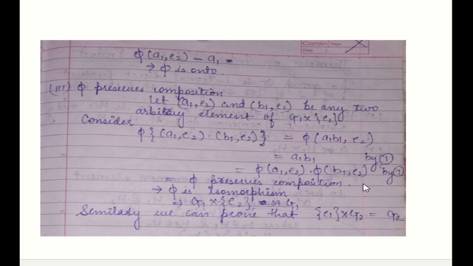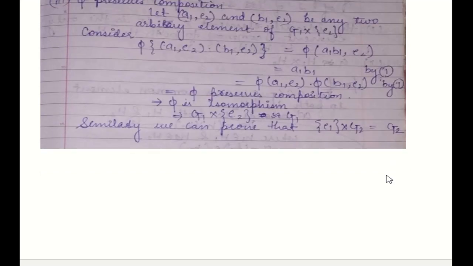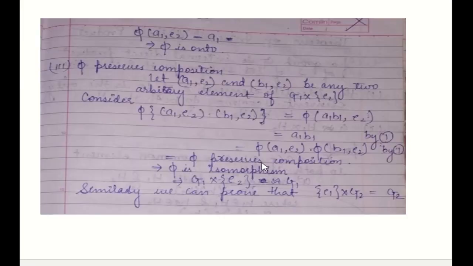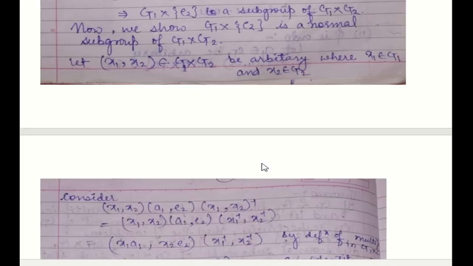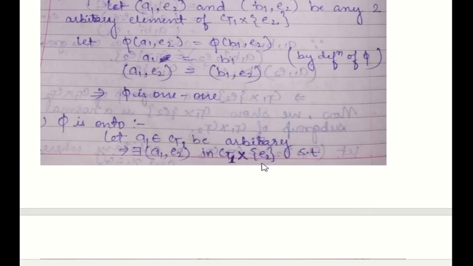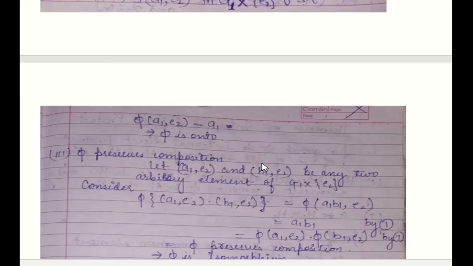Similarly, we can show the result for G2, and we will show that E1 cross G2 is a normal subgroup and is isomorphic to G2. So we have shown that this is an isomorphism mapping, so there must be an isomorphism between the two. So that's all. I have given you the explanation of external direct product.